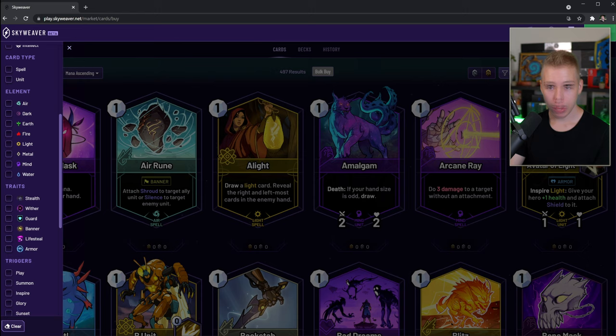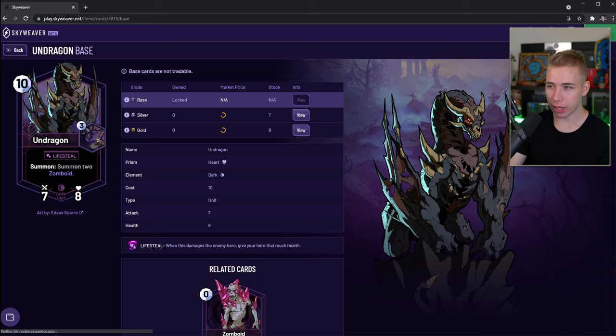Mana cost 11? No, 10? What is like a big card? How about the Undragon? Lifesteal, summon 2 Zomboids. What's a Zomboid?